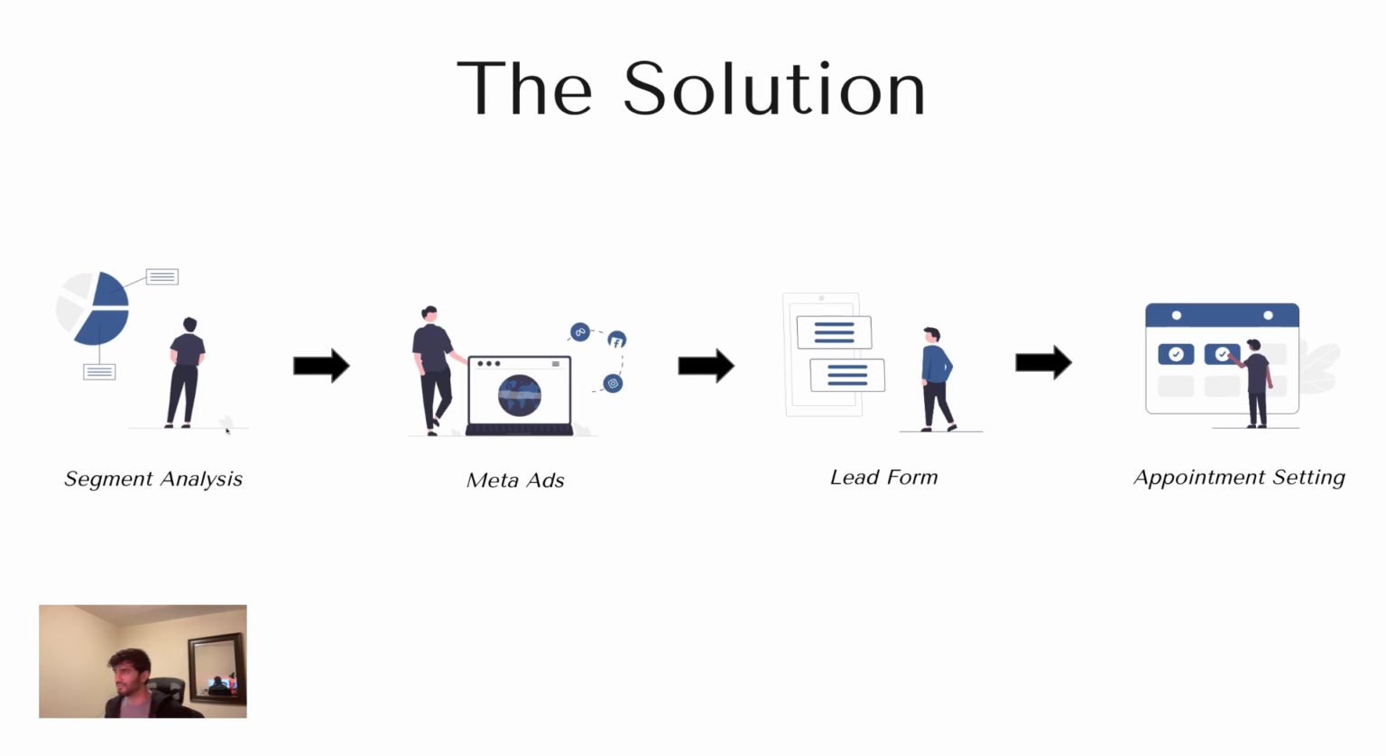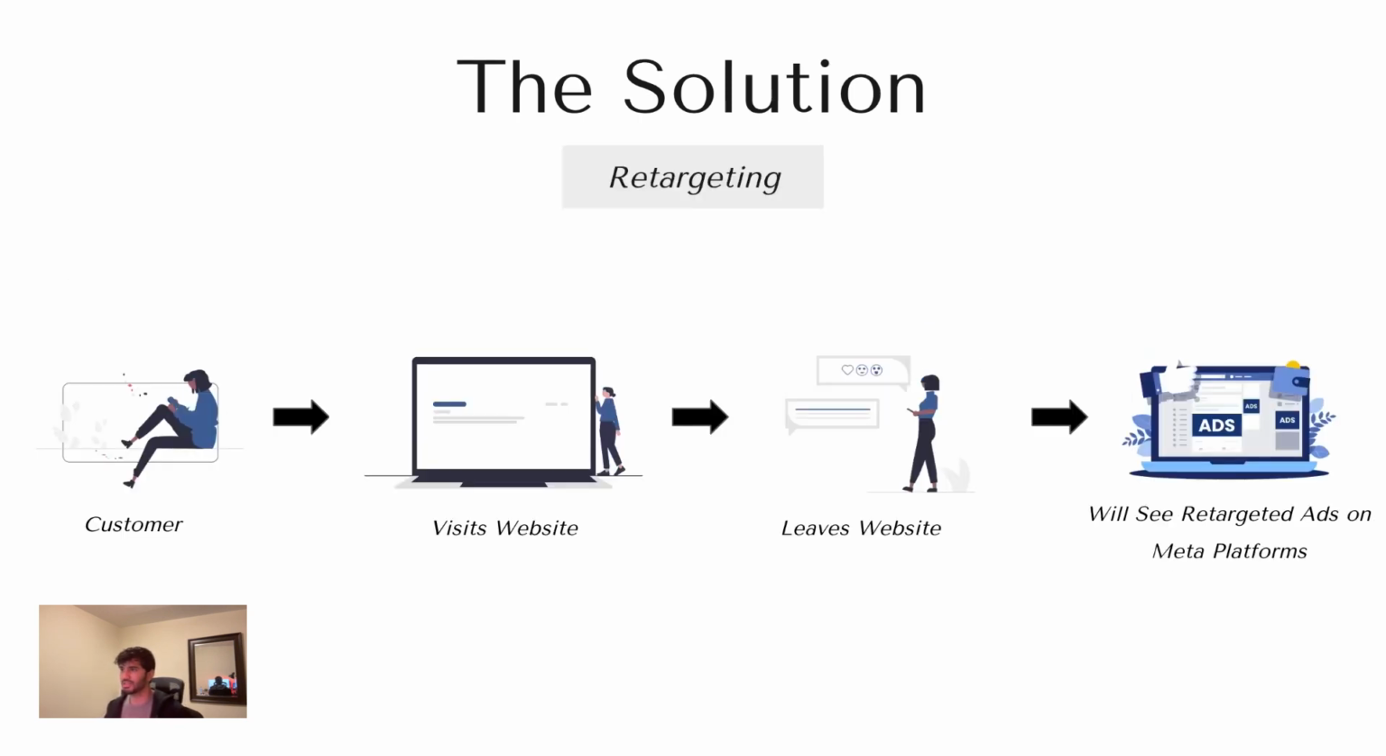So it starts with segment analysis. So this is where I sit with the business owner. I understand their entire target market, who's purchasing these type of products, pretty much the customer that we would be advertising to. I would understand their entire profile. And then it goes into meta ads, launching the Facebook and Instagram advertisements. From the meta ads, we're creating a lead form. And then once we captured all those leads, we're doing the full appointment setting process to actually get them through the door.